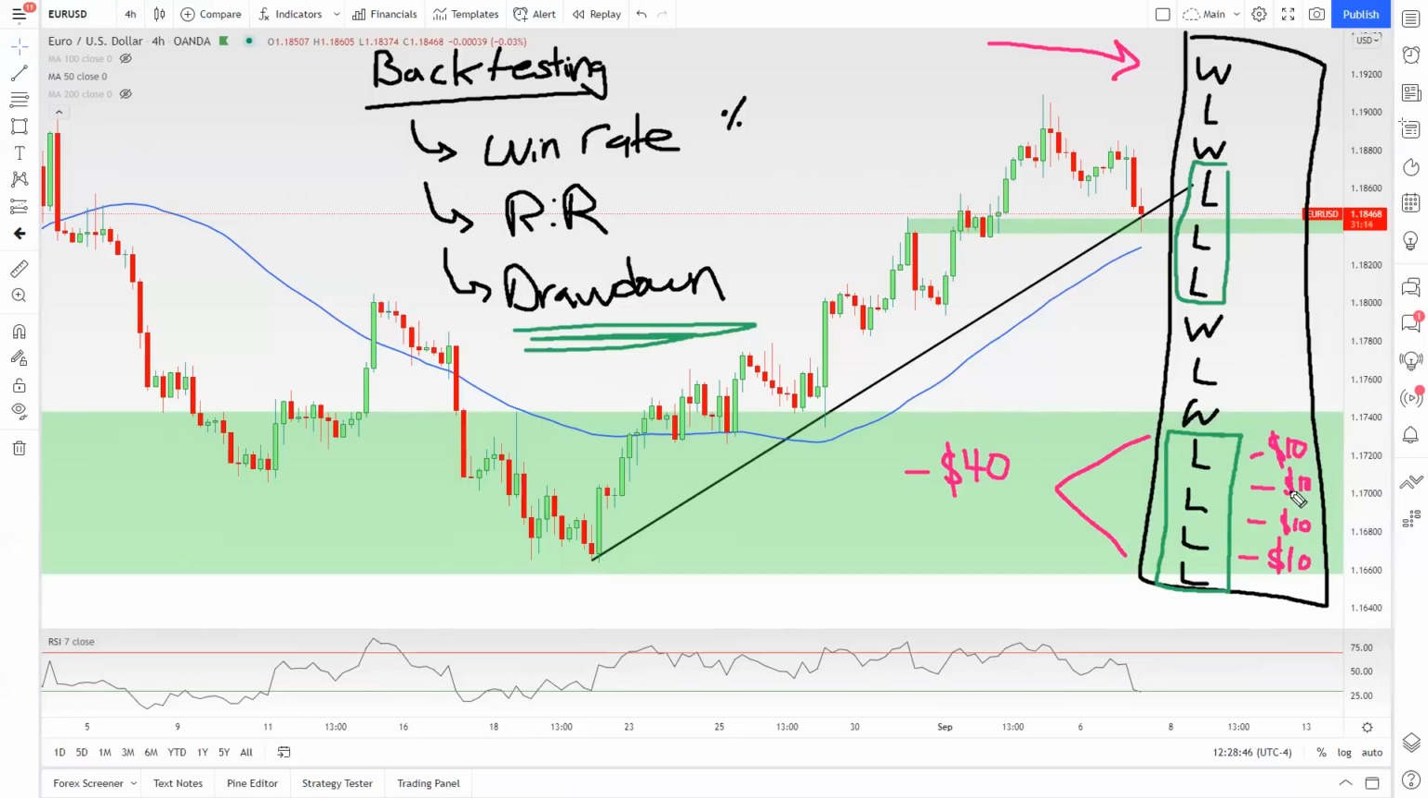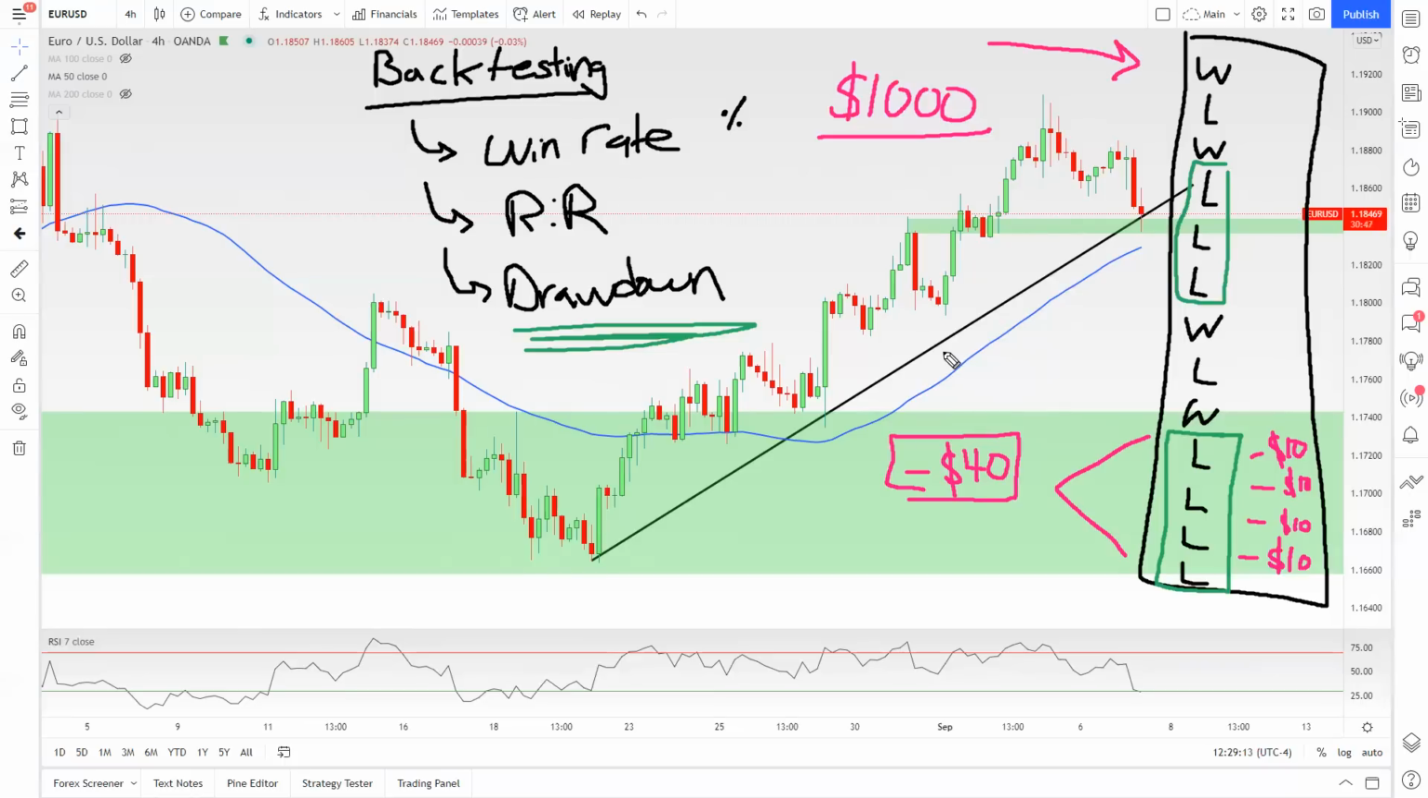But check this out. Let's say that we're operating on a $1,000 account. Now, the reason I point this out is, if you lose $40 on a $1,000 account, you're still in the game. You've got plenty of room to let your strategy keep playing out and to bring this back. That's no problem.